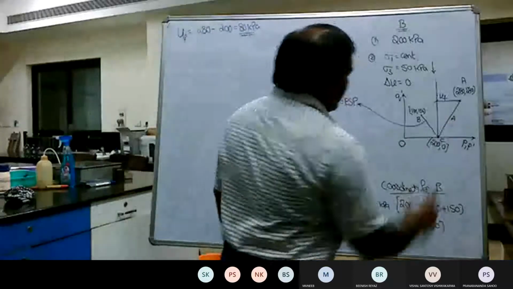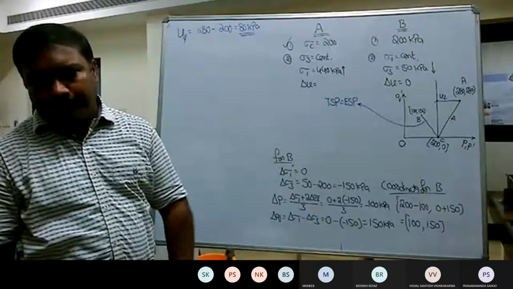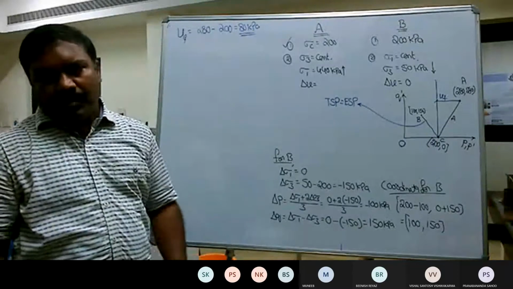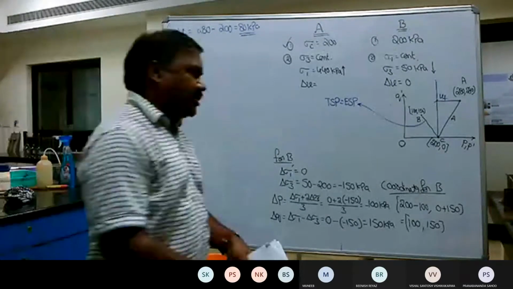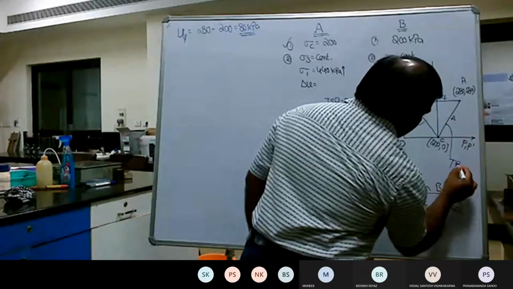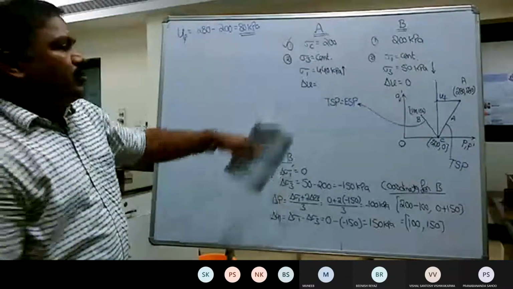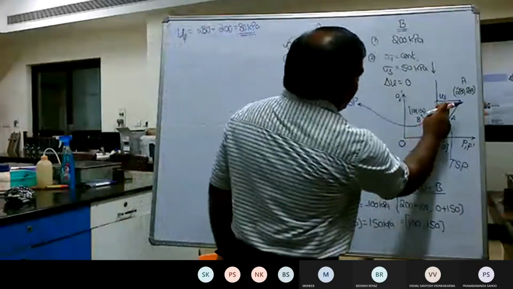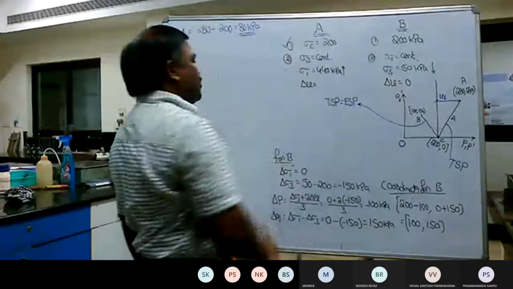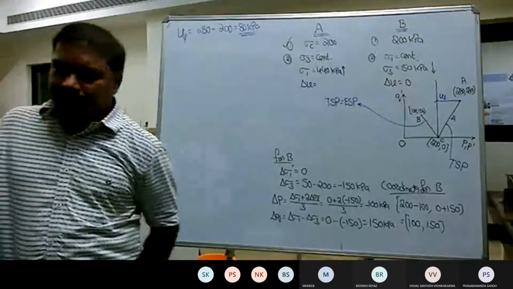While in this case, the path followed by specimen A is the total stress path. So that's why the pore pressure got developed, which is calculated as 80 kilopascals.